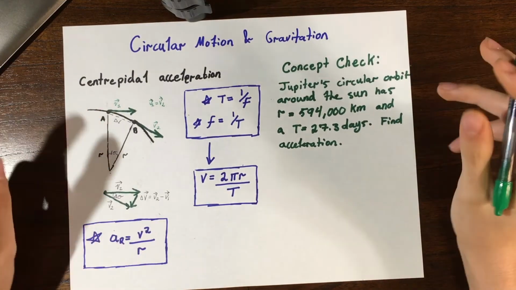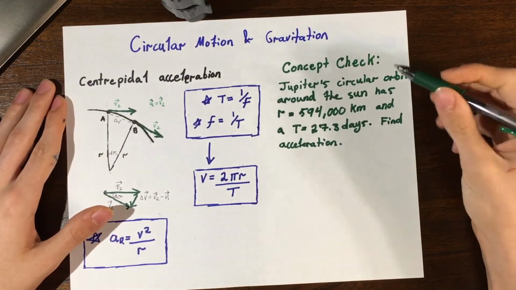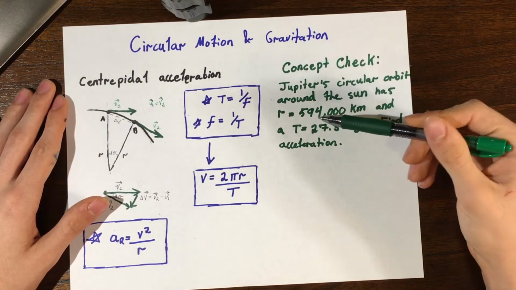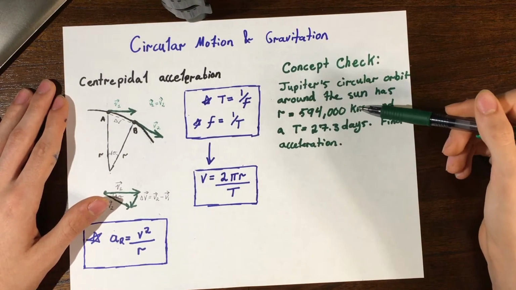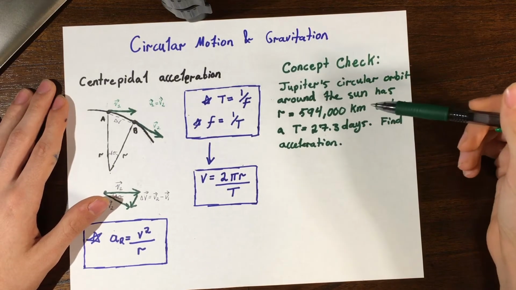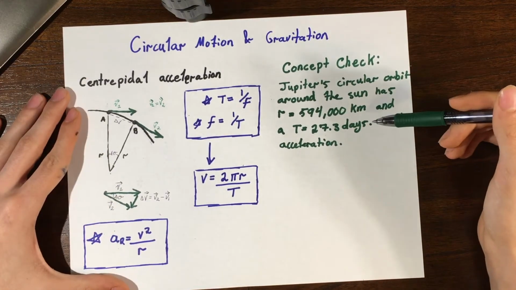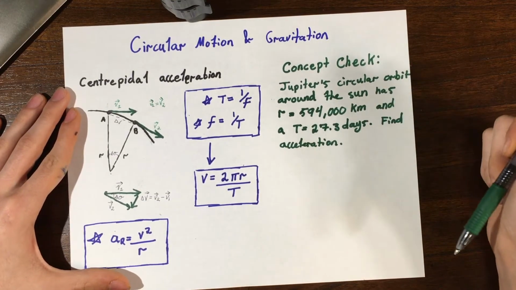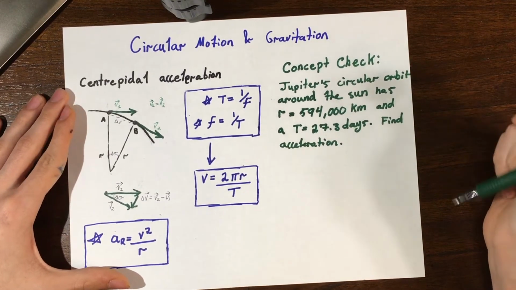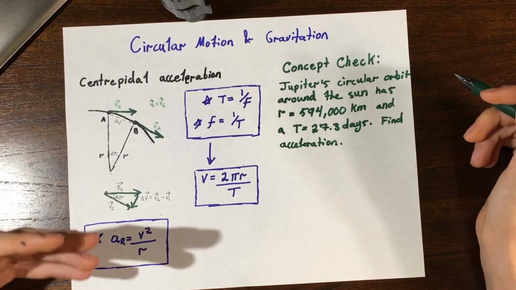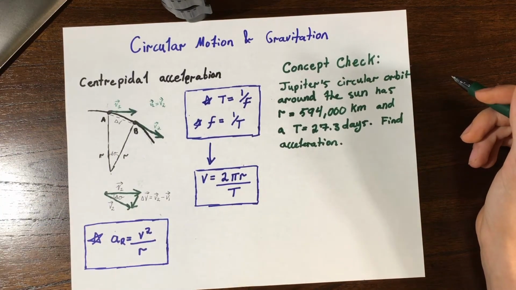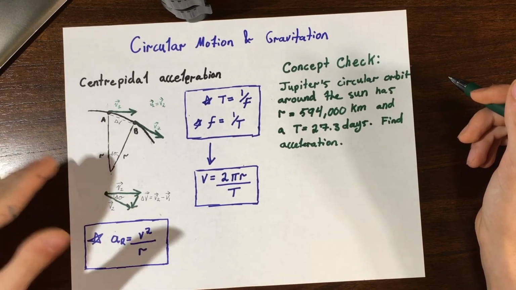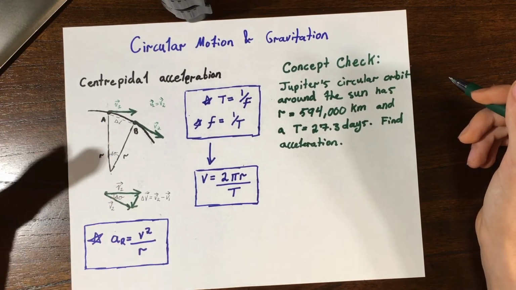So here is a concept check, or an example problem. Jupiter's circular orbit around the sun has a radius of 594,000 kilometers. It's actually much more than that, but just for example's sake, and a period of 27.3 days. Find the acceleration. We're going to assume that the orbit is perfectly circular, though as we know through Kepler's law, they're actually more elliptical.